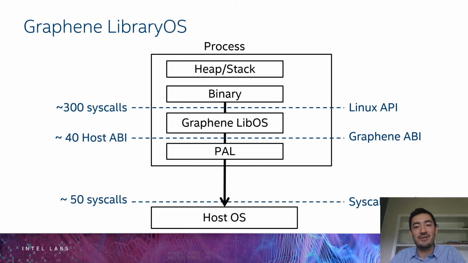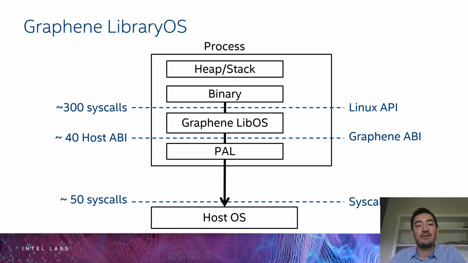As already mentioned, Graphene is a library operating system that allows to run an unmodified application inside an SGX enclave. Graphene is an open source, community supported project, and it is currently in the process of transitioning from a research proof of concept to production ready software. Graphene serves as a minimal bootloader and an emulation layer sitting between the application and the underlying host OS.